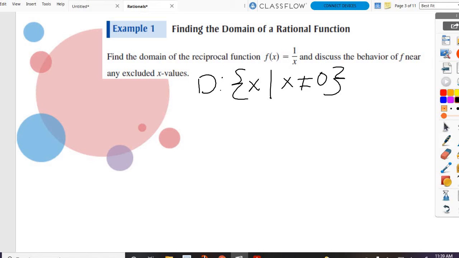So then it asks us to discuss the behavior of our y values that are near that value. So near 0. I can't plug in 0 because it gives us an error. But we can plug in stuff that's around it or close to it. So what's a number that's close to 0? 1. Sure. What do we get if we plug in 1? 1. Now, is there a number that is nearer or closer to 0? 0.5. And if we plug in 0.5, what do we get? 2.